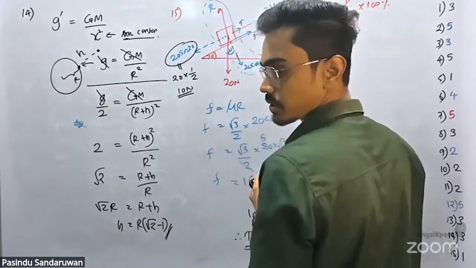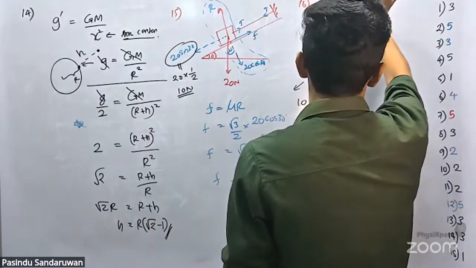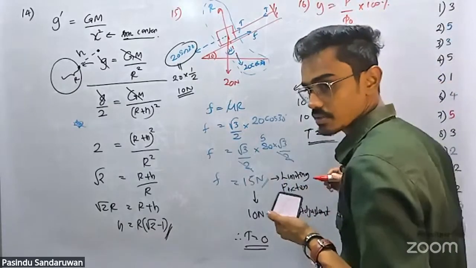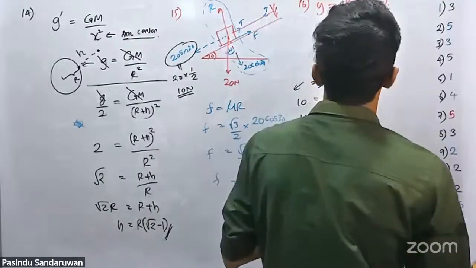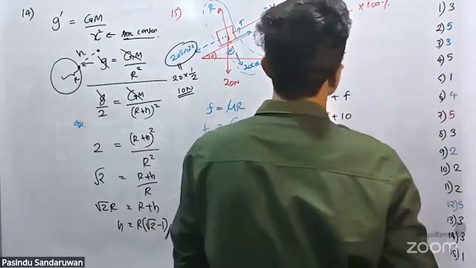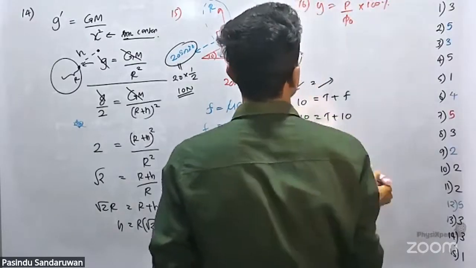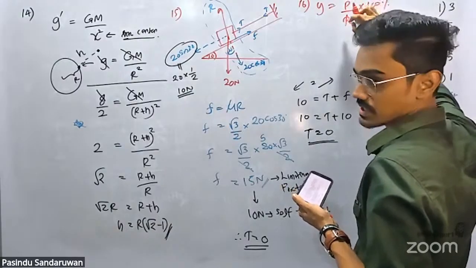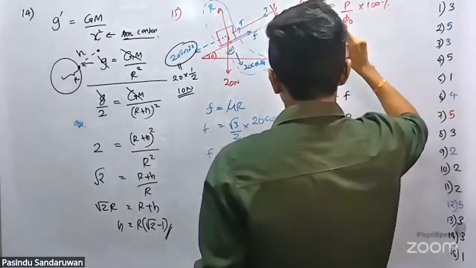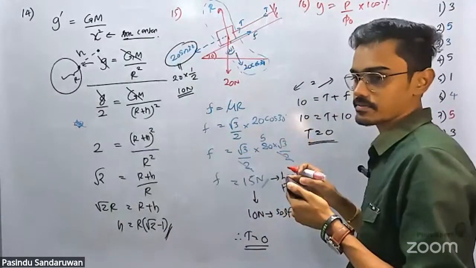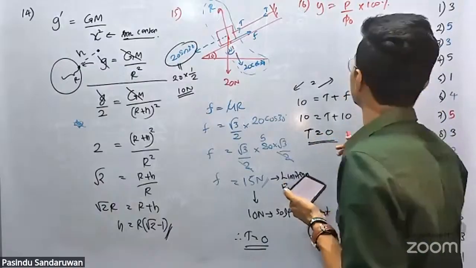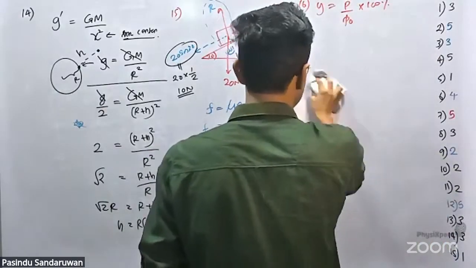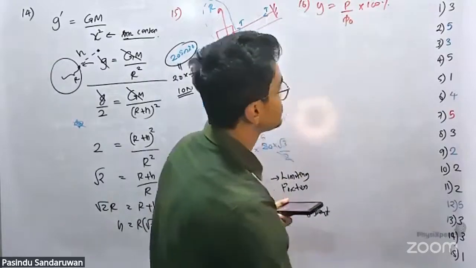Y equals P over P naught times 100%. P is the partial pressure, the pressure of actual water vapor available in the atmosphere, and P naught is saturated vapor pressure. If there is no addition or removal, P remains same. Now we can use this equation for these two scenarios given.